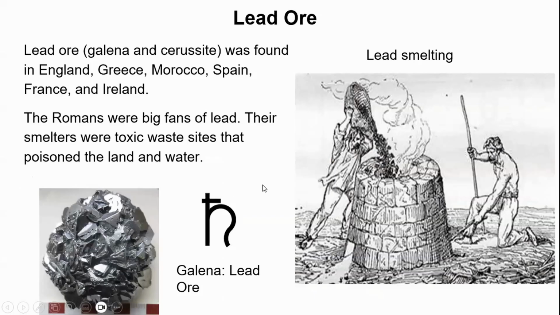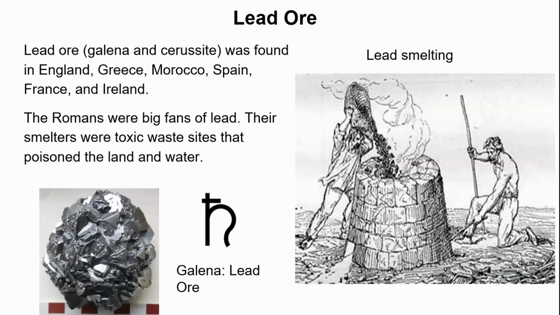Lead ore. Lead ore, galena and cerussite, which is lead sulfide and lead carbonate, were found in England, Greece, Morocco, Spain, France, and Ireland. The Romans were big fans of lead, and as we already talked about, their smelters are toxic waste sites that poison the land and water, and in fact, some of them remain that way to this day. On the bottom left, you've got some galena, so that's lead sulfide.